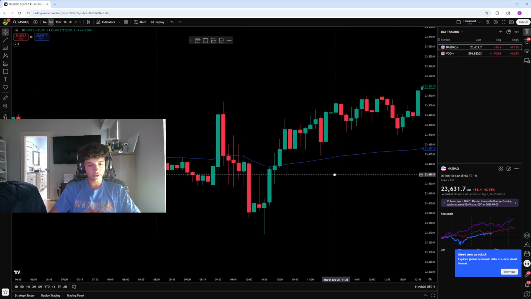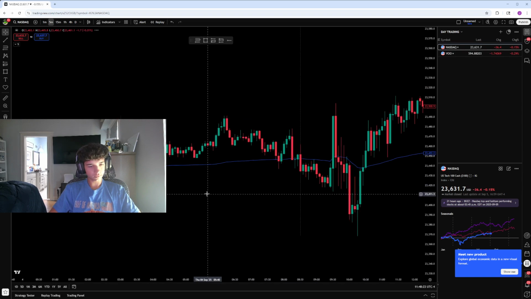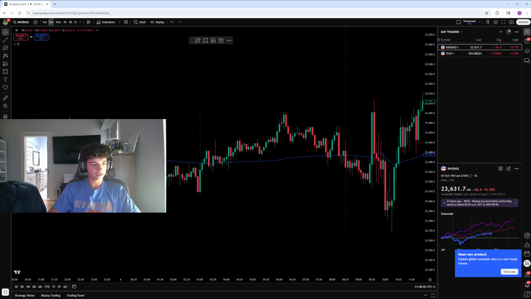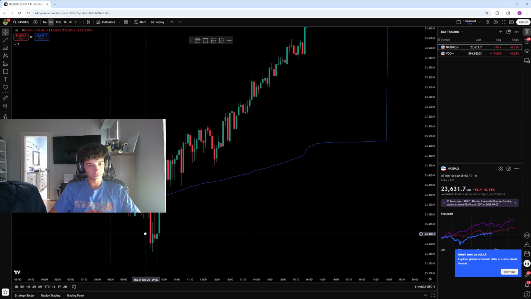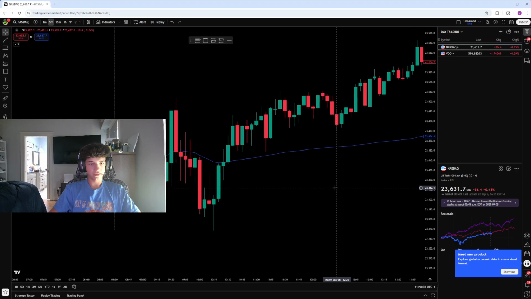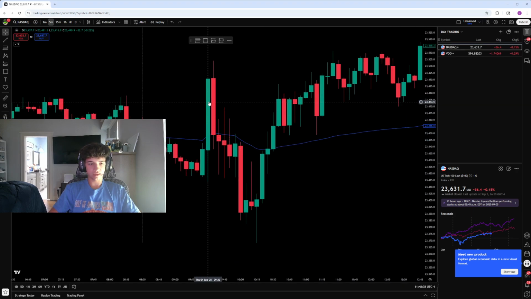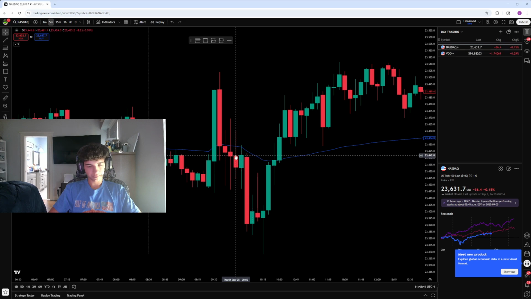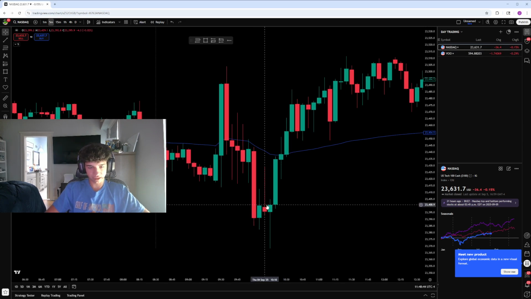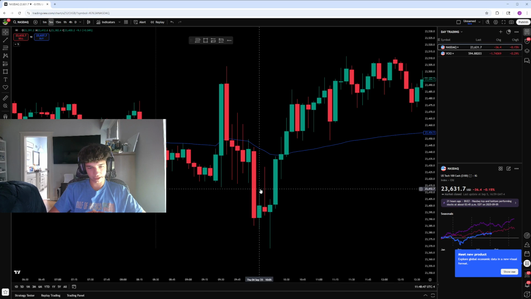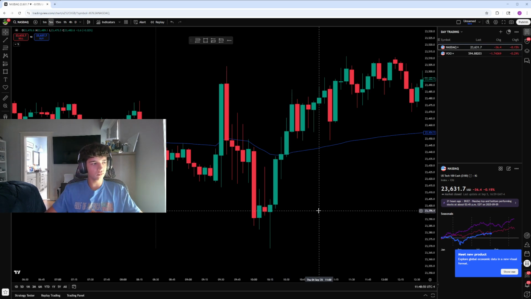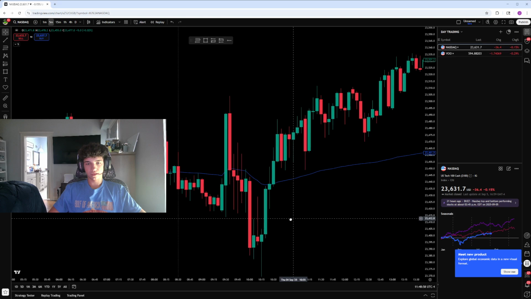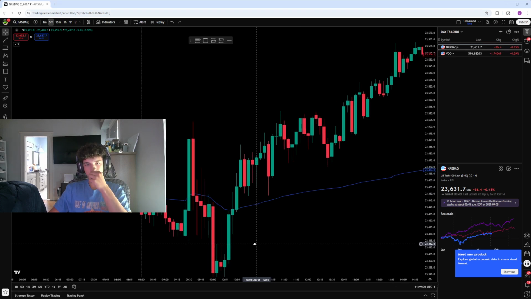You have to include the wicks here, the skinny parts of the candles. Let me go find an example that would not be one. Really just anywhere. I see this is a lot of red candles in a row, but the wicks cover everything. So this right here is a fair value gap, right? If this wick right here came up to right here, then the two wicks would overlap and it would not count as a fair value gap. I'll show you guys another example of a fair value gap not counting.